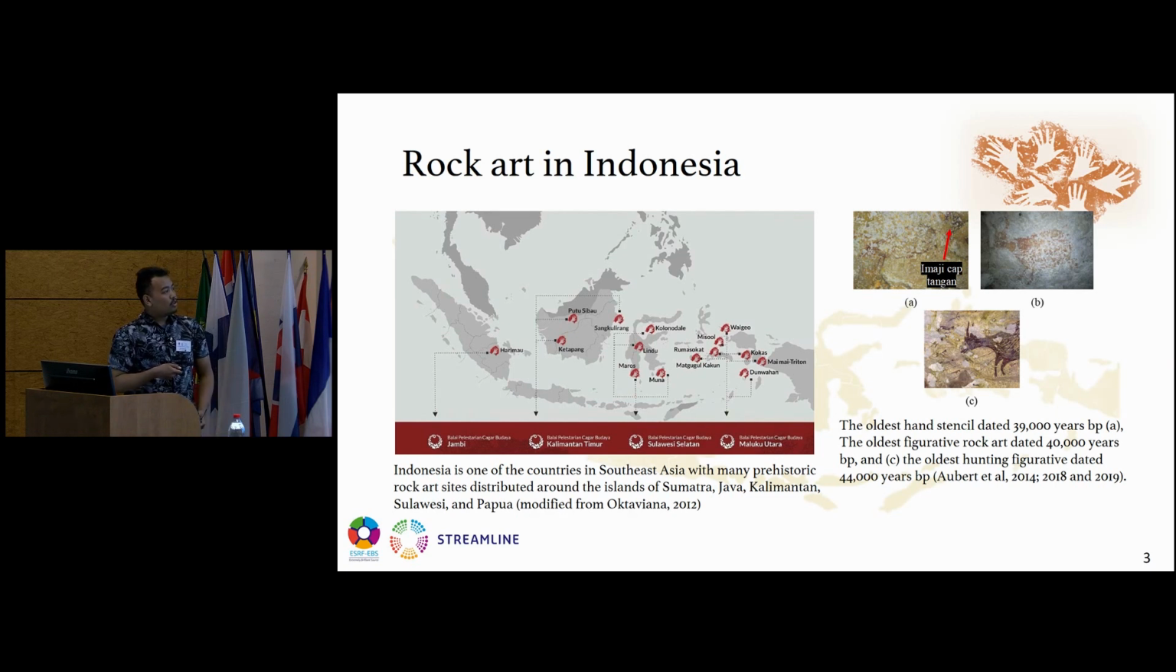Recently it was reported that the oldest hand stencil is dated to 39,000 years before present. And this one is the figurative in the form of zoomorphism, the oldest figurative rock art, dated 40,000 years before present. And this one is the oldest hunting figurative found in Maros Pangkep in South Sulawesi, dated 44,000 years before present. It was reported by Aubert in 2014, 2018, and 2019 in Nature.